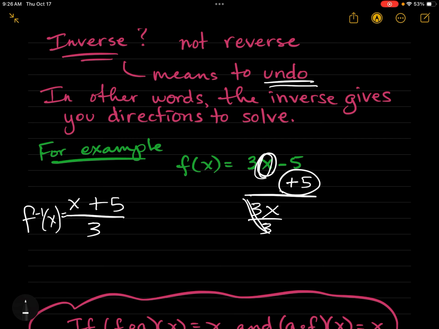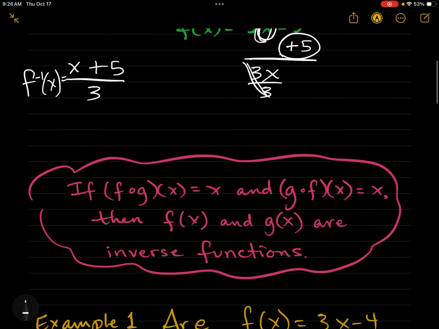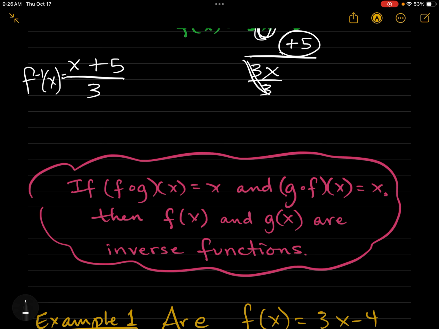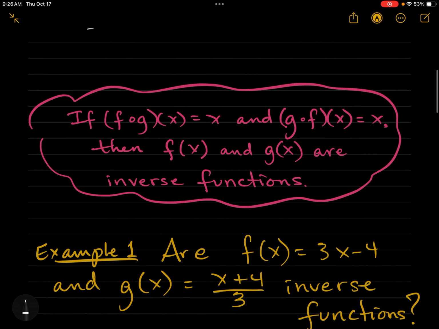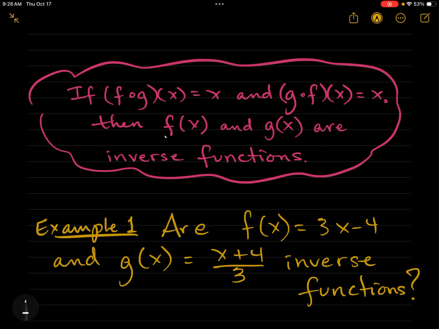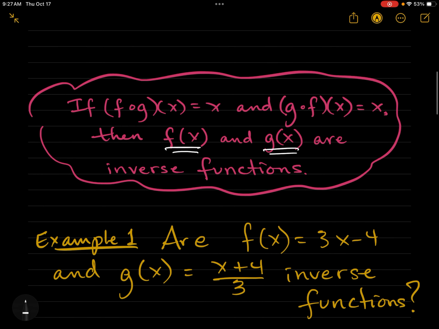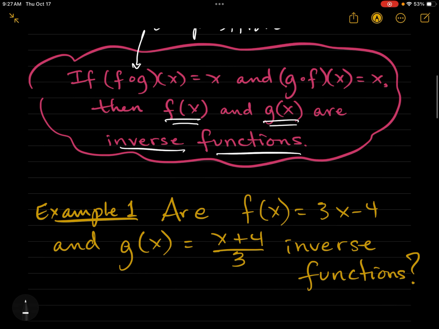Now, while it seems very easy to me to know that this is the inverse, I have a few steps that I'm going to show you in a moment. But first, let's see how to determine if two functions are inverses of each other. Recently, I taught you about composition of functions. So we're going to use this to understand this theorem about inverse functions.